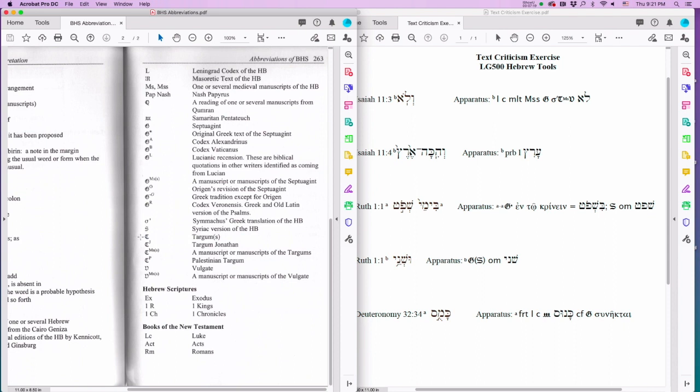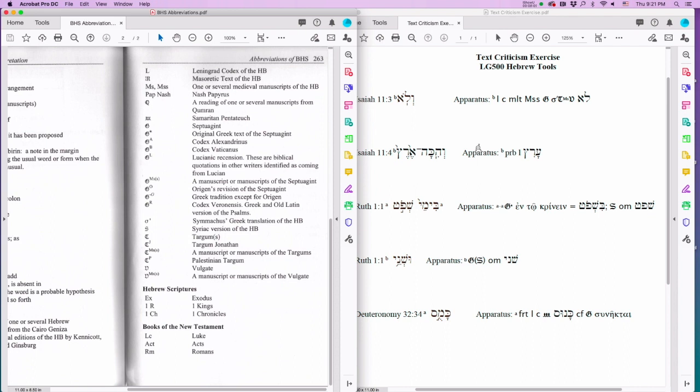The Targums are all Aramaic translations within Judaism, other different dialects from the Syriac. Among those, Targum Jonathan, Palestinian Targum. The Gothic V stands for Vulgate, the Latin translation done by Jerome in the 4th, 5th century, and used by the Catholic Church. Okay, so those are some of the guides.